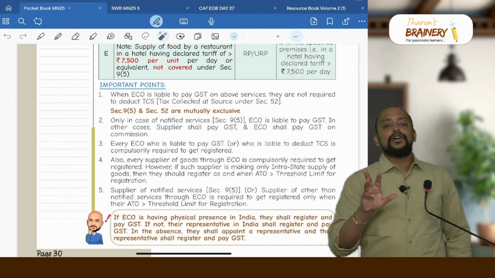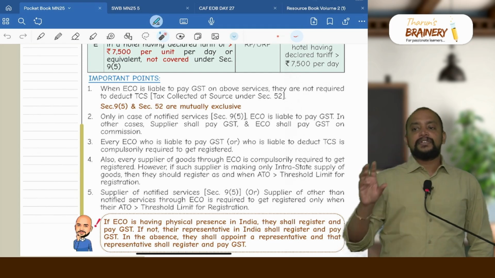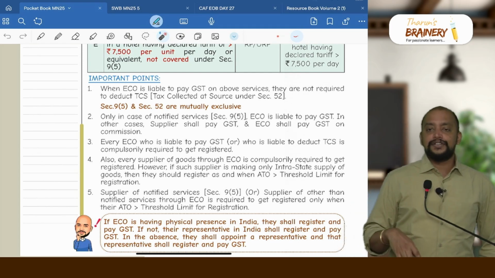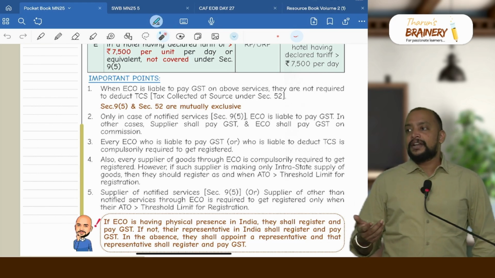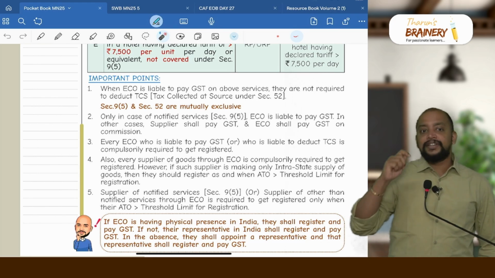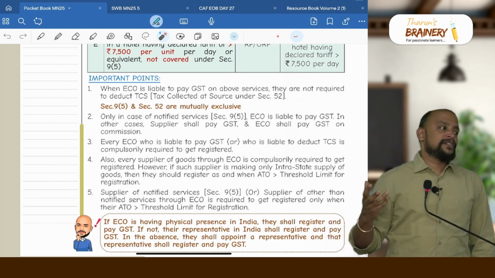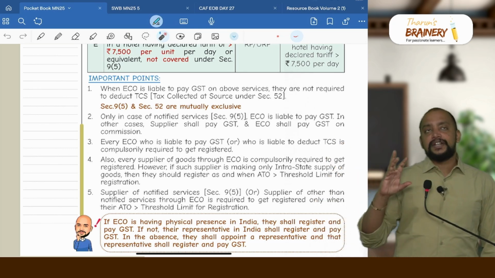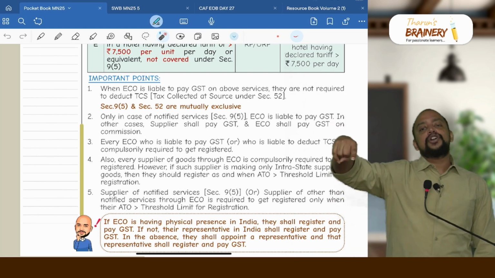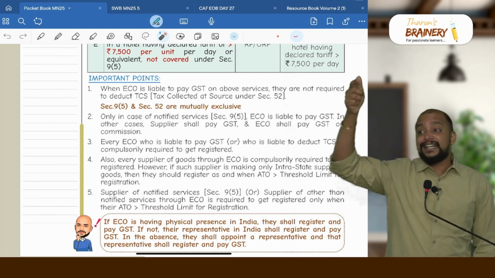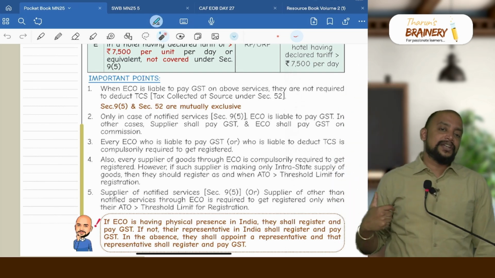Apart from this, you need to also check the circular related to restaurant services. One circular is given, that is there in the resource book that you need to see. So there are some key points: in case of a restaurant, they have to pay GST on their direct supplies, and with respect to supplies through the e-commerce operator, the e-commerce operator will pay, and the rate of GST applicable for a restaurant is 5%, which means 5% without ITC. Even though the e-commerce operator is paying that 5%, they can take ITC on their inward supplies, but the restaurant cannot take ITC on its inward supplies.